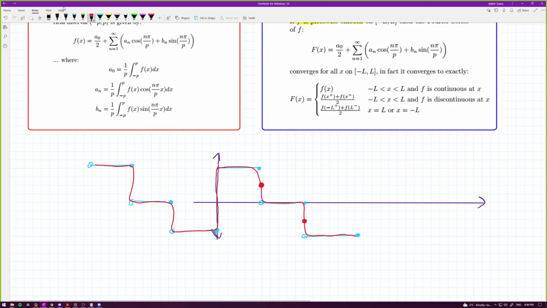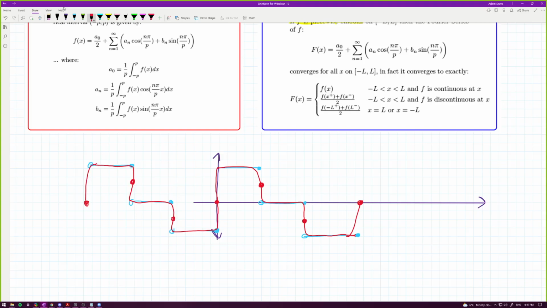Oh, and then I should mention here, the Fourier series will also go up to the discontinuity at x equals L. It'll go up to this midpoint right there. It'll go down like that too. So the red dots are what I'm trying to get at here. That's why I'm mentioning all this.